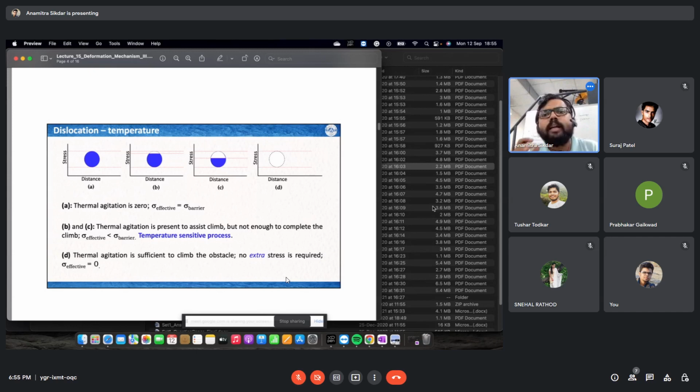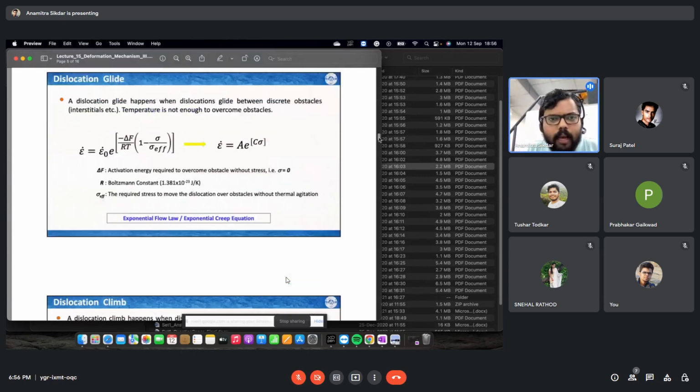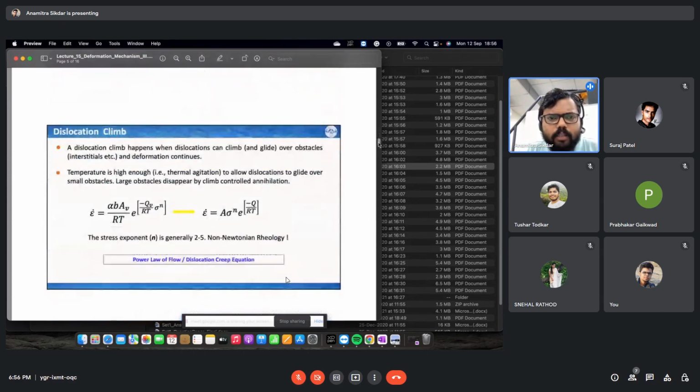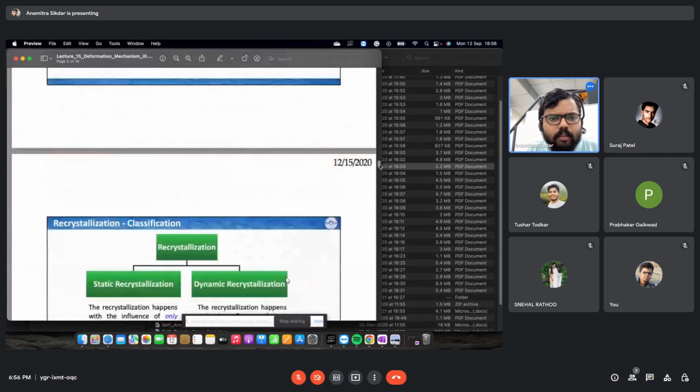So at 600 the climbs will happen, because when we increase the temperature, the grains... what is temperature? It is the excitation of the movement along its mean position, right? So the motif is vibrating at a higher temperature, and it will be easier for them to climb or to surpass any kind of obstacles on their path, right? So that is the equation that tells how dislocation glide happens.